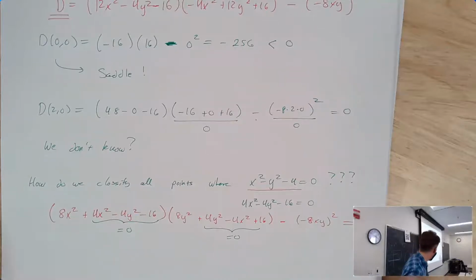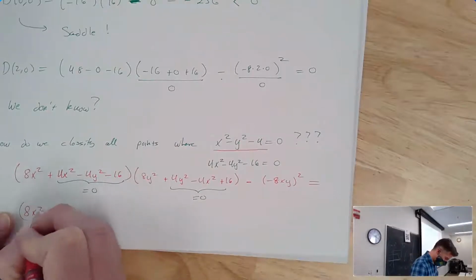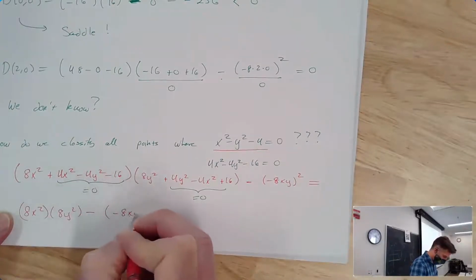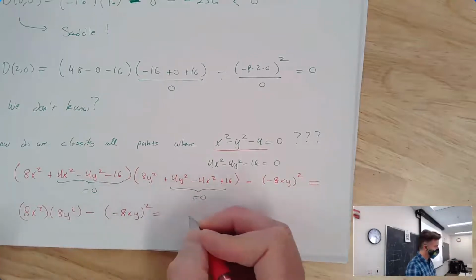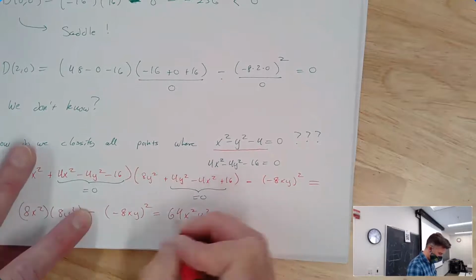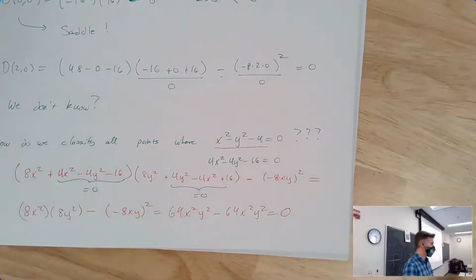So check this out. What happens? Well, I get 8x squared plus 0 times 8y squared plus 0 minus negative 8xy squared. But those look the same. 8 times 8 is 64, x squared times y squared, minus negative 8 squared, which is 64, x squared y squared. Oh, holy smokes. That's 0 all the time. So here's what that means. It means that every point on this hyperbola, we don't know anything. We don't know if it's a max or a min or a saddle. It's unknown.